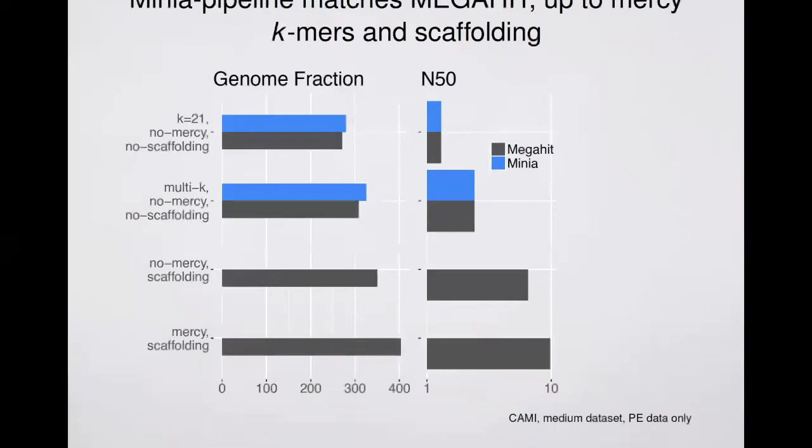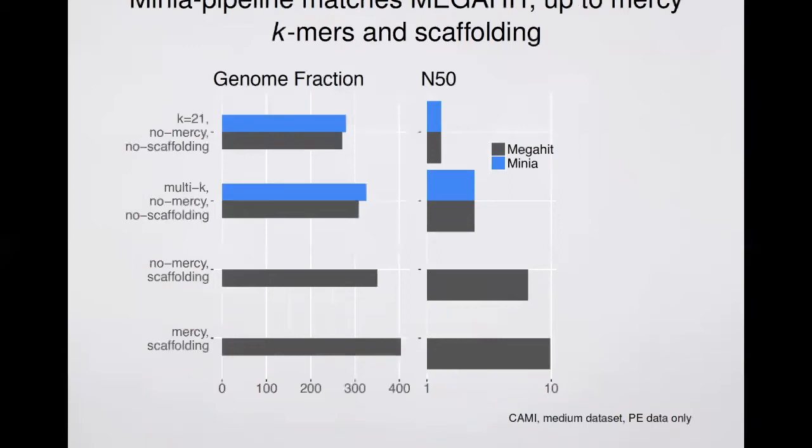My final slide is about a comparison between Minia and other software, if you are wondering how other software are doing for assembly. So this slide is not about Mosaic. It's a slide taken from the CAMI, which is a benchmark of metagenome assemblers that was published last year. So each line in this plot corresponds to assemblers tuned to different parameters.